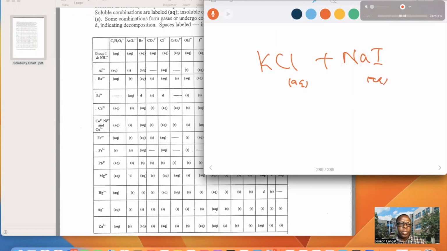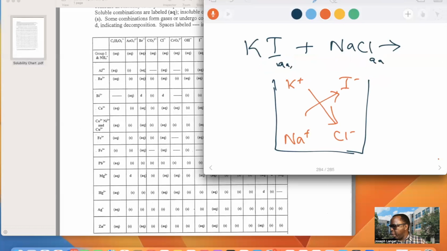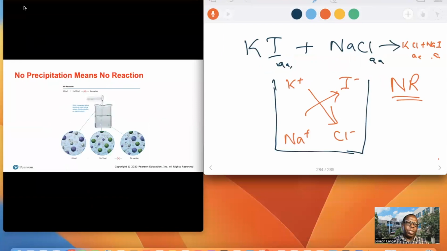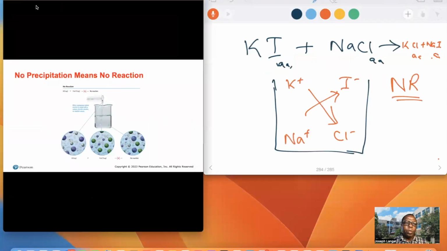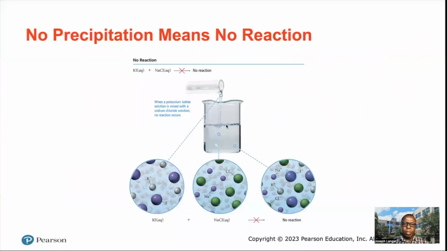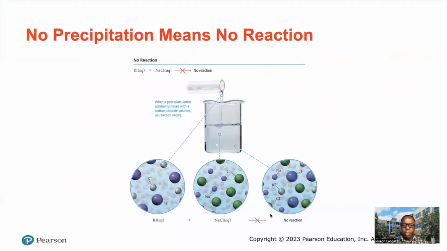When you don't see any precipitate, KCl plus NaI, all right, this is aqueous, you say NR, no reaction. That's why we say no reaction for the reaction you see here. Why is it no reaction? Because there is no precipitate.